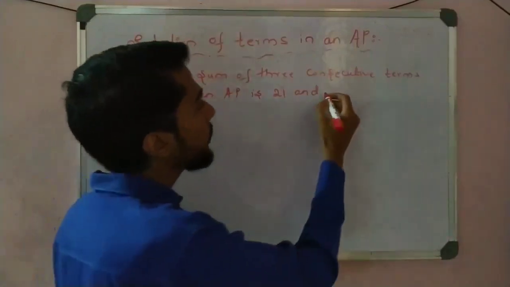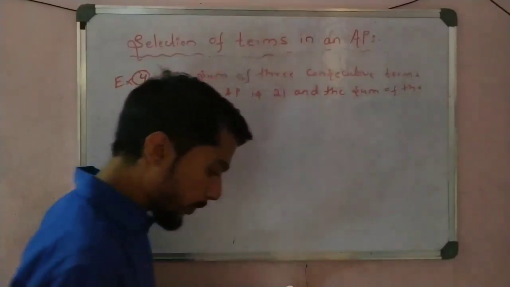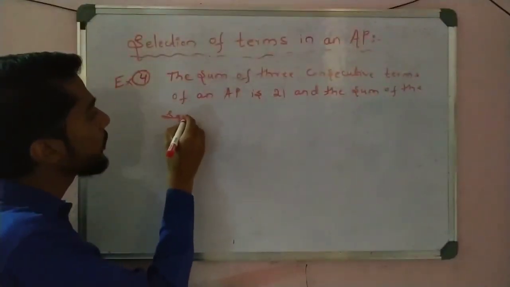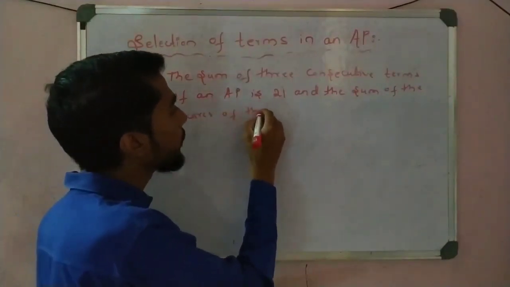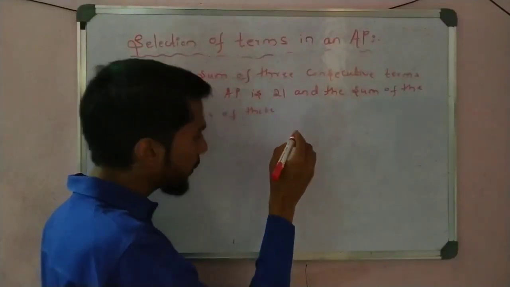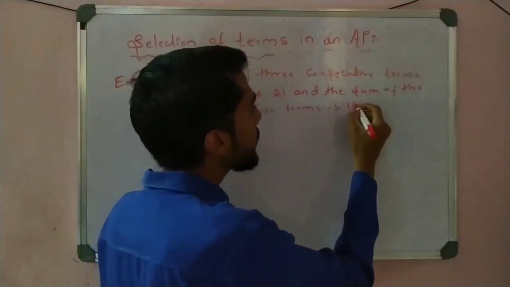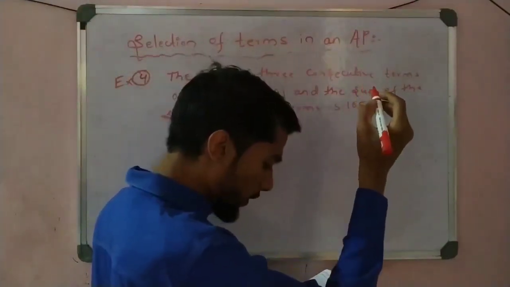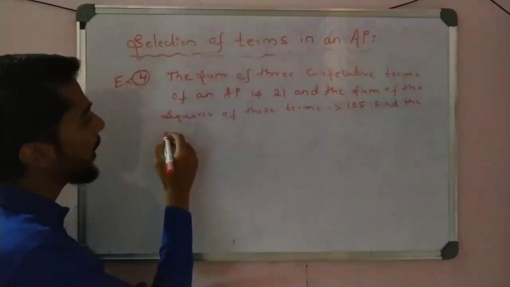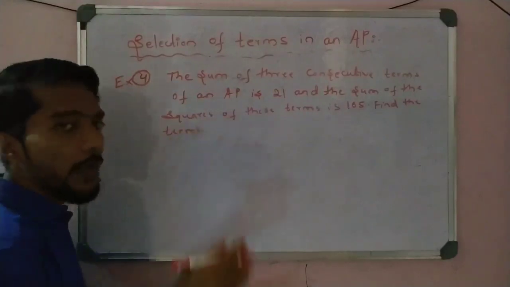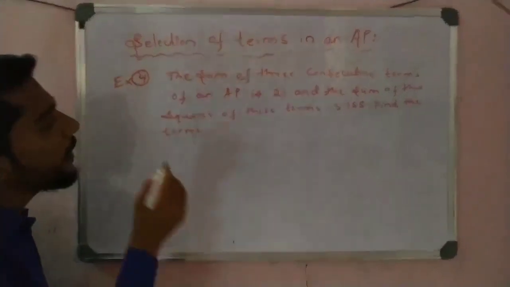and the sum of the squares, some difference is there. Okay, small difference is there. Square of these terms is 165. Find the terms. Okay, again find the terms or numbers. So we have to find the value of a and d and then put that in those numbers, we get the solution. So the sum here is easy.